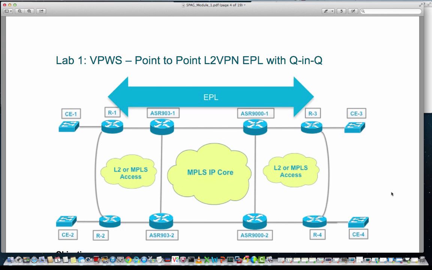For CE1 and CE3, the whole EPL service looks like a layer 2 wire, and they will see each other as directly connected. So once the EPL service is created, usually in a customer network, a series of forwarding tests are done just to make sure that the service is ready for real-time traffic. That's where the service activation will come into picture.